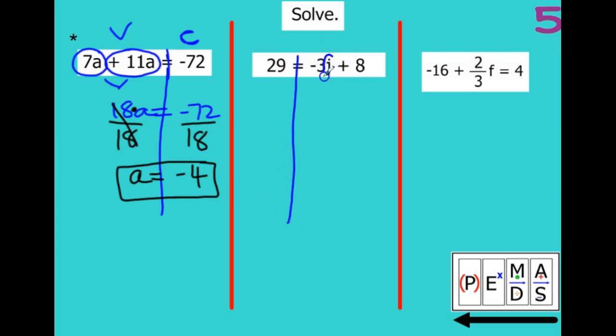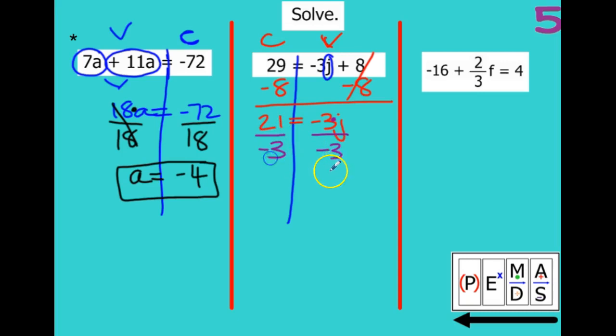Alright, this one's a little bit easier. We have J all by itself here. We need to get it all by itself. So first, getting rid of addition or subtraction, there's a plus 8, so we're going to subtract 8. 9 minus 8 is 1, so we have 21, and negative 3j. And then this is multiply. The opposite of multiply is divide. 3 over 3 is just 1, so we have j. 21 divided by negative 3, I know it's going to be a negative, should give us a negative 7.